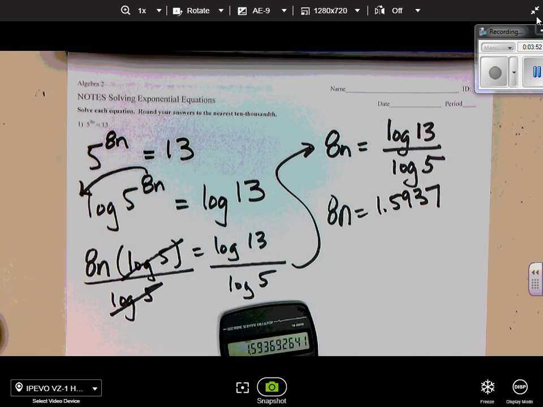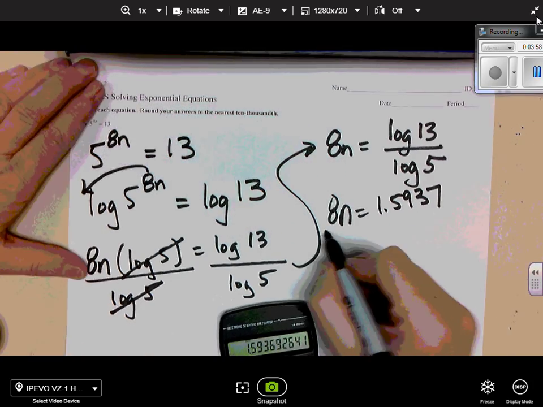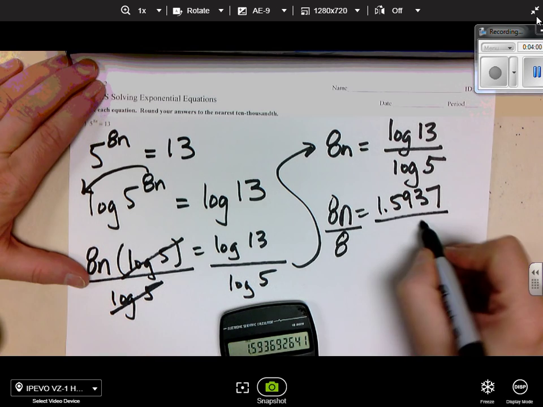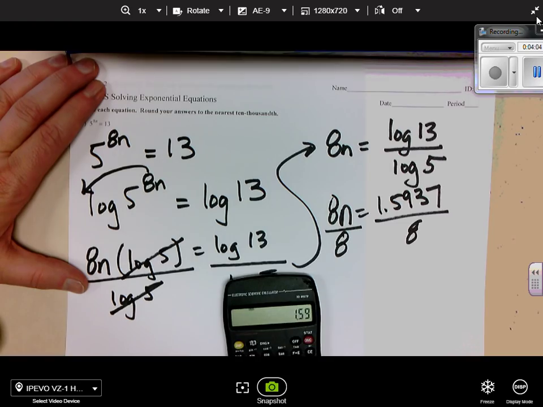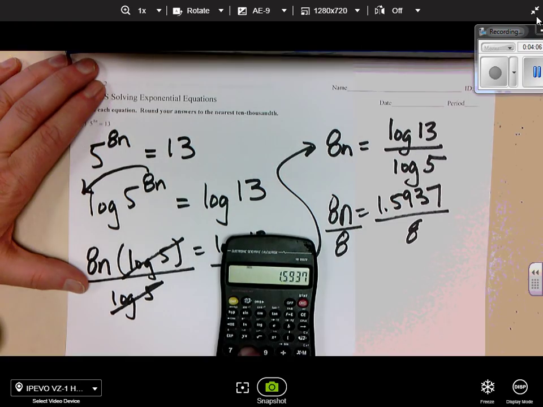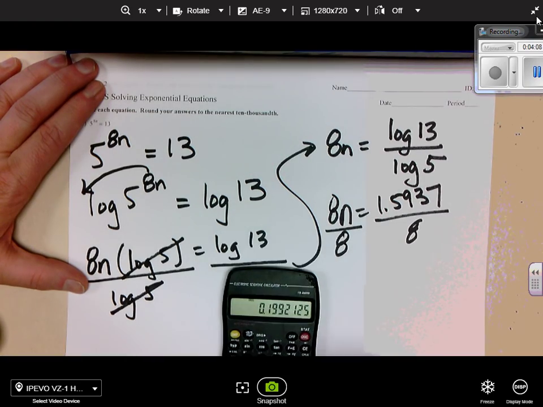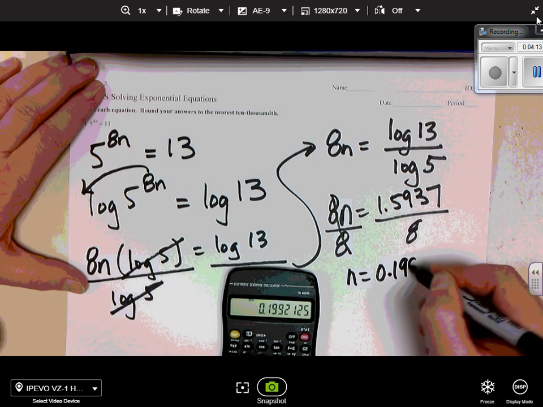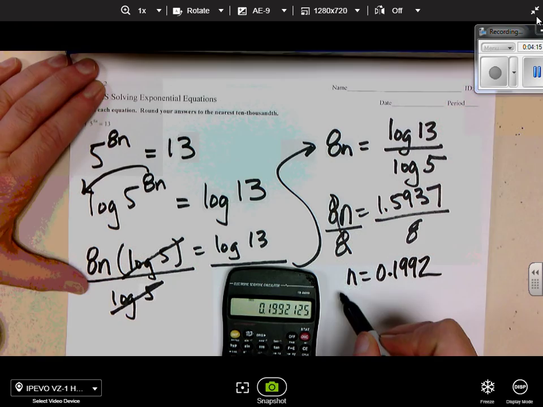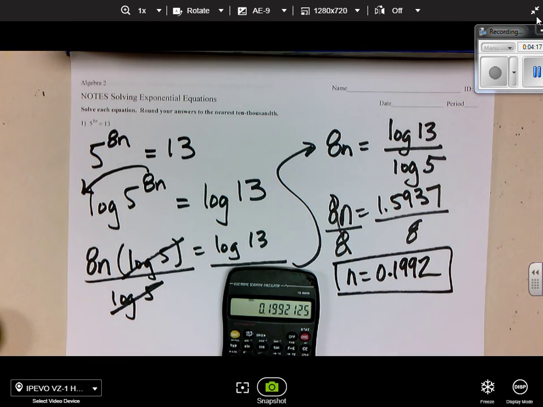We are almost there. Check that out. All we have to do now is get rid of that 8 that's touching the n, and we are home free. Bada bing, bada boom. Divide both sides by 8. Let's see what the calculator spits out here. And I get 0.1992. Final answer.